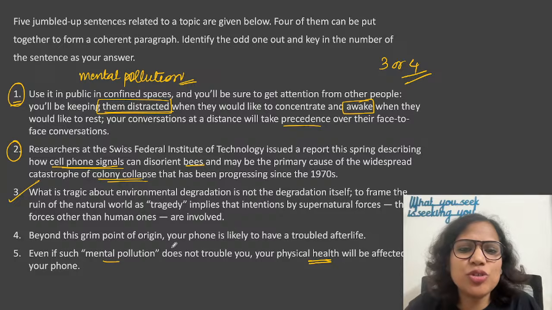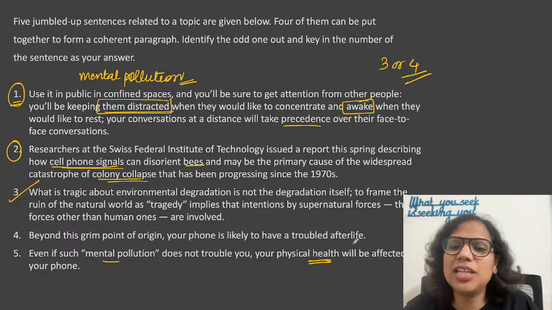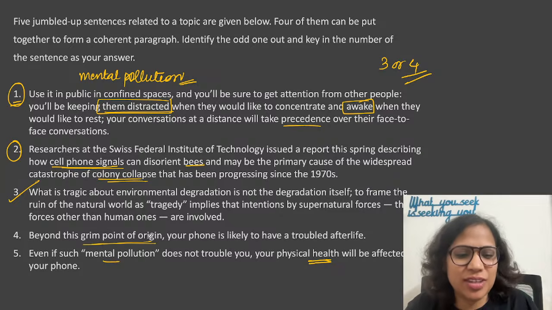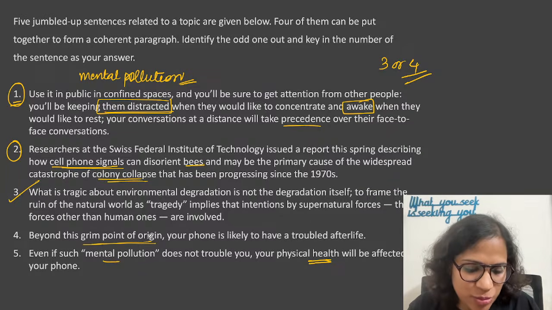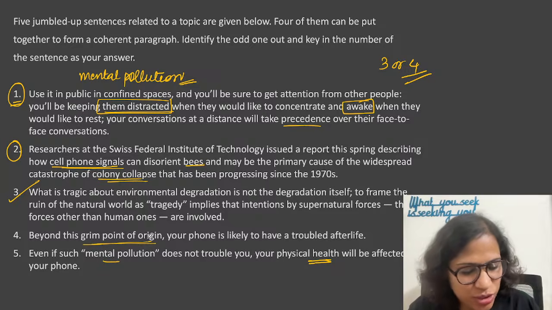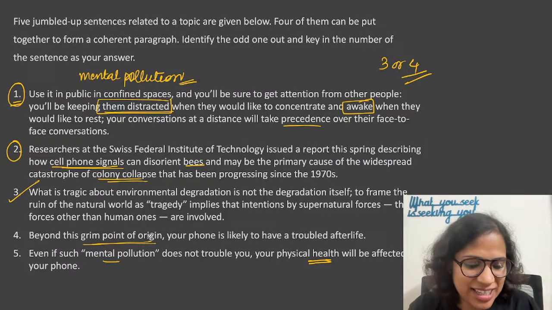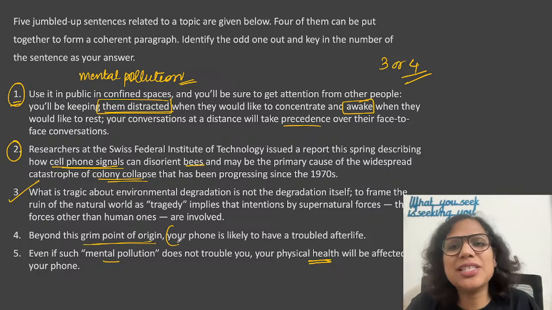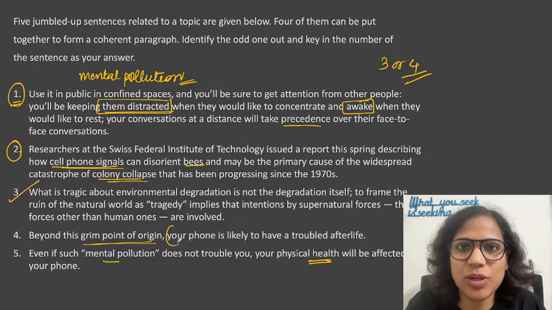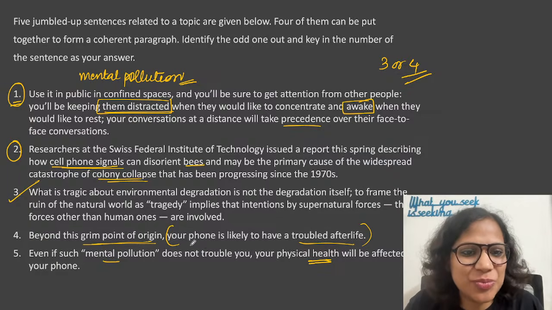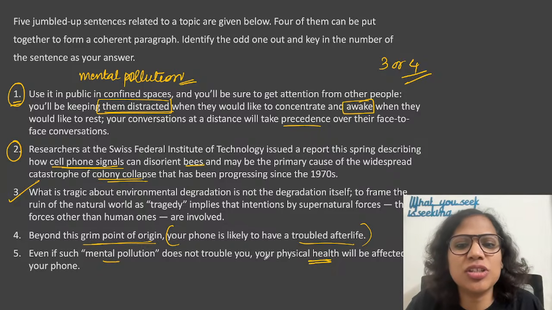Beyond this grim point of origin, your phone is likely to have a troubled afterlife, right? So fine. When the question gave a perception of difficulty only due to length, absolutely Shrey, absolutely. Thank you Ria, thank you. Now here I am just saying that once your phone has been manufactured, once it has originated, it will have a troubled afterlife, right? So it causes mental pollution, and even if you're not worried about the mental pollution, it will cause trouble in your physical health.